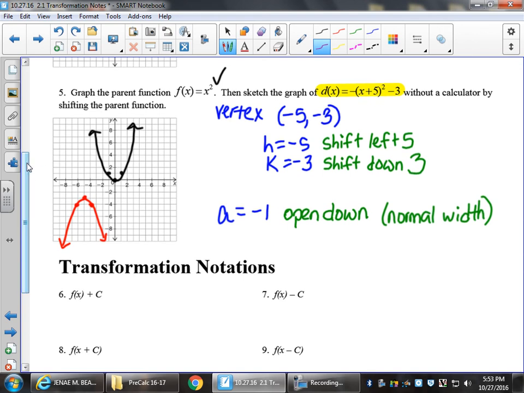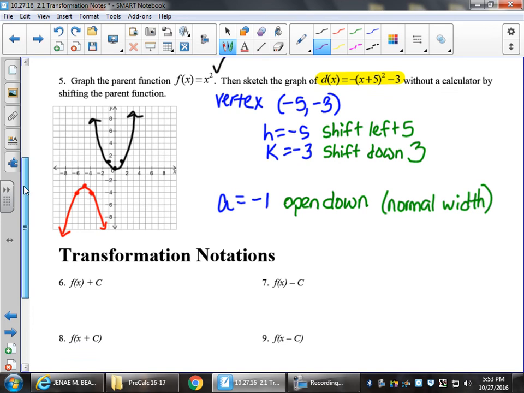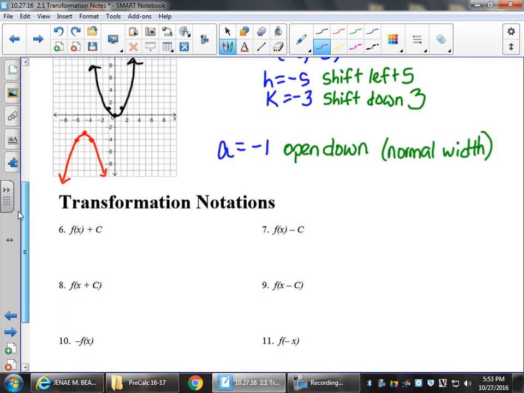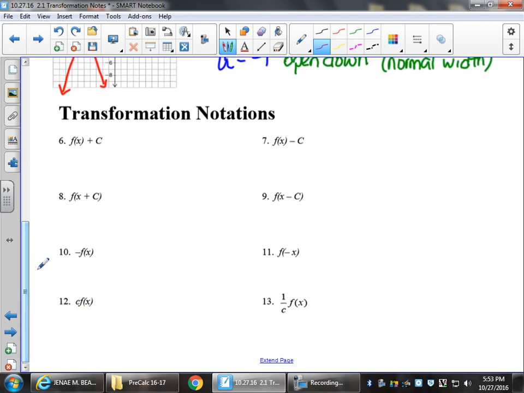Now that we've had 5 solid practice examples on what the visual looks like with the transformations, let's switch over to a more algebraic representation and take some notes on the algebra, the language of transformations.